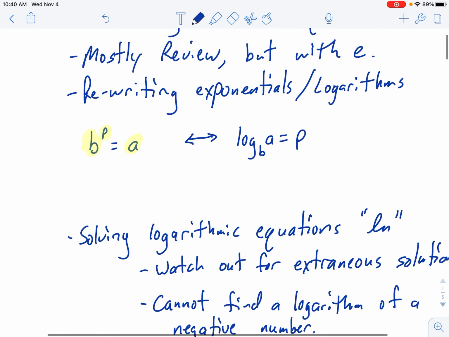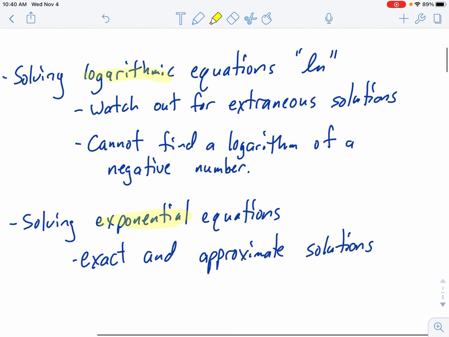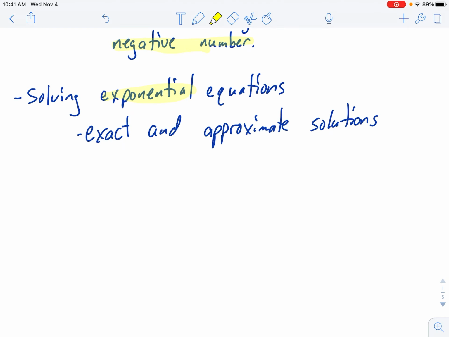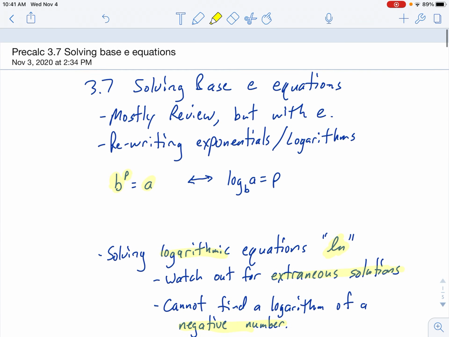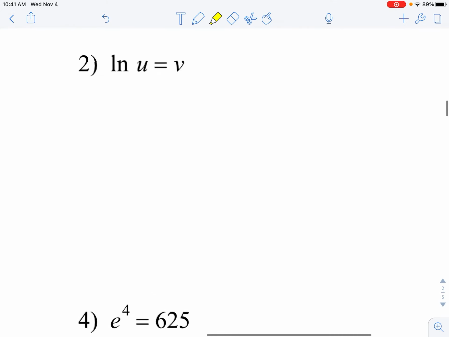When I get to the examples, you'll see that. We will be solving logarithmic equations and exponential equations, which we've already done. Logarithms will be natural log, always, ln. Like before, we'll have to look out for extraneous solutions. That happens because you might be trying to take the log of a negative number, so that's something to be on the lookout for. We'll be solving exponential equations, finding exact answers and approximate answers, which means using a calculator. So let us begin with rewriting these logarithms in exponential form.